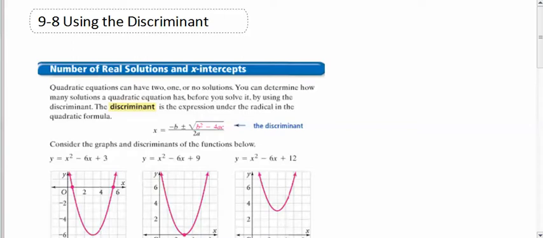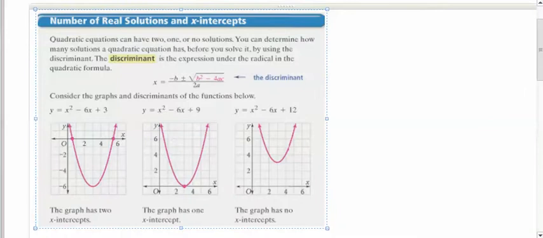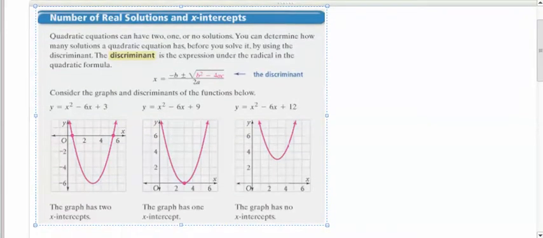Okay, so today's lesson is 9-8 and it's using the discriminants. So we're continuing with quadratic equations. I took a screenshot of your textbook, and we're going to look at some examples before we do the lesson. We're going to use numbers of real solutions and x-intercepts.